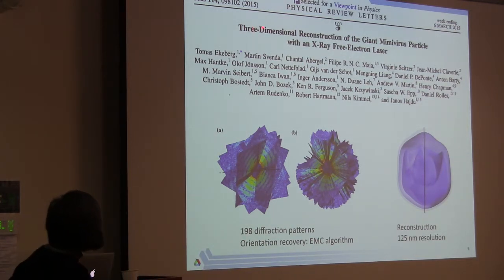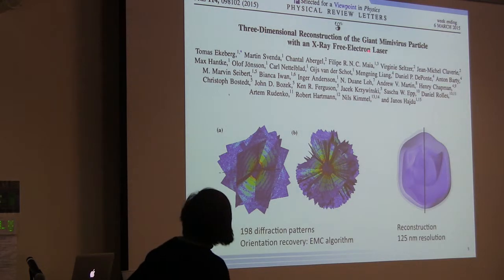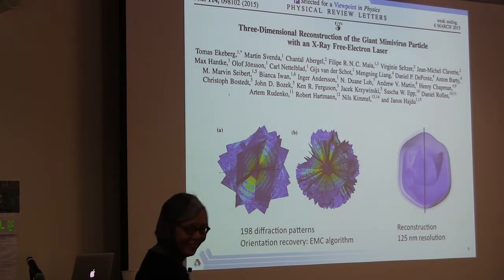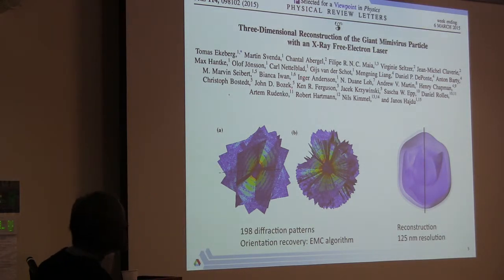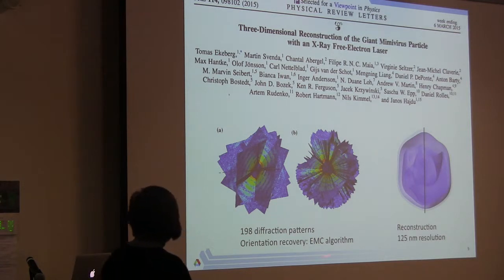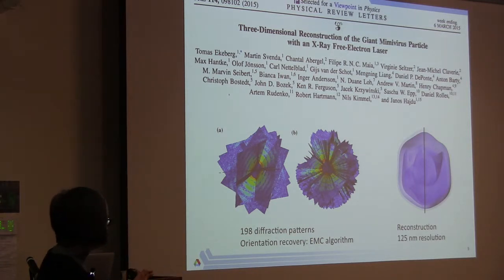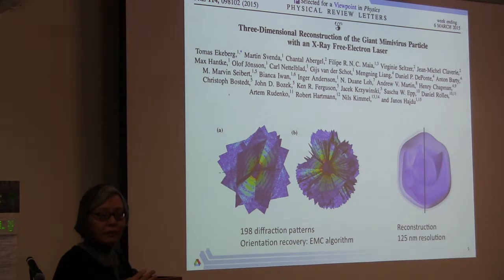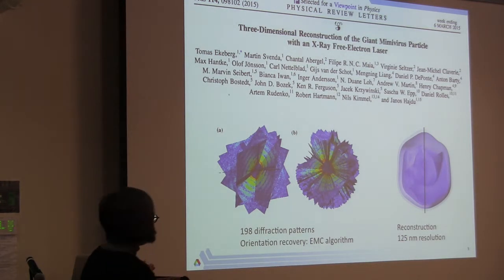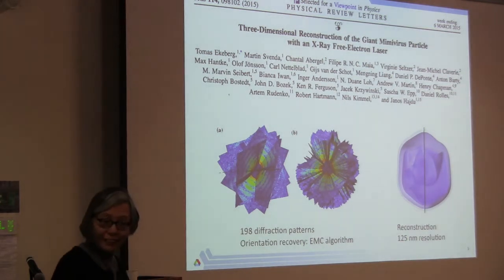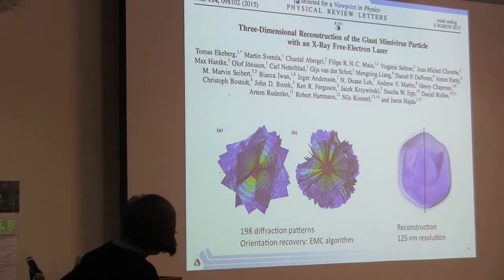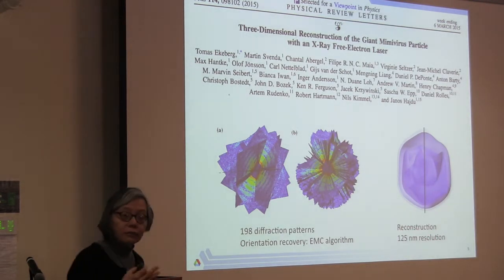is they actually reconstructed some shape of the giant mimivirus, now published in a very reputable journal with slightly fewer authors. But out of that huge slew of diffraction patterns, they got around a couple hundred, and they used an orientation recovery algorithm, which is tricky, obviously, since it took so many years, and reconstructed at this 100 nanometer type level.